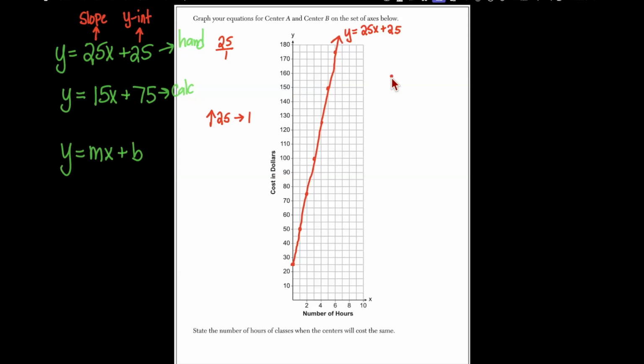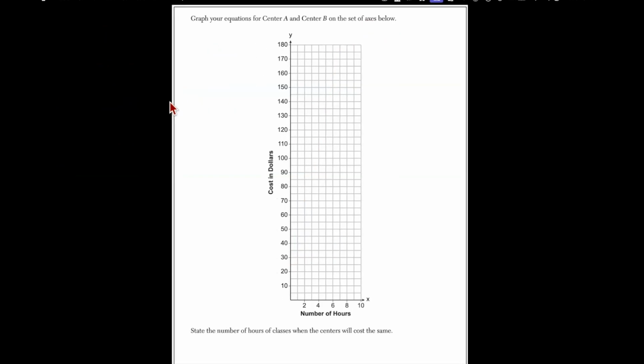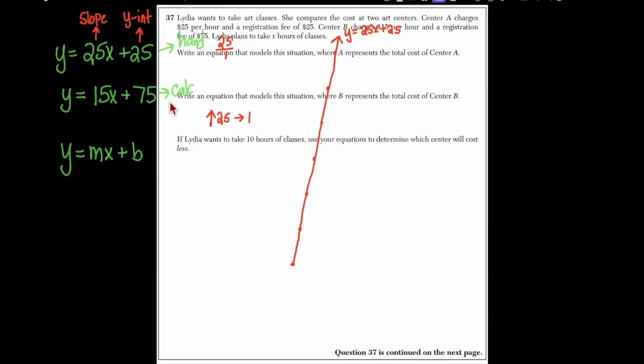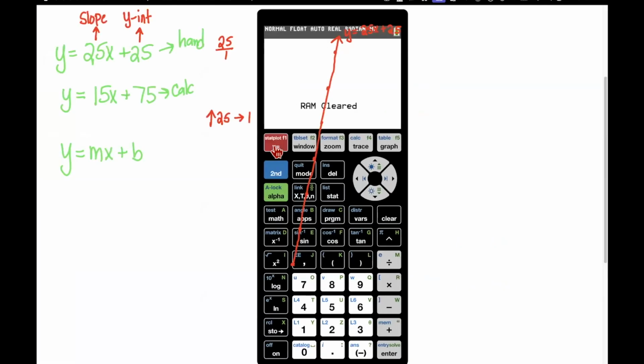But the great thing about the Regents exam is that you have graphing calculators. That's a powerful tool we can use when it comes time to graph something. So I can take this equation, y equals 15x plus 75, and put it into my graphing calculator. I'll go to my calculator, hit y equals, and enter 15x plus 75. Now graph. Well, that's not super helpful, is it?